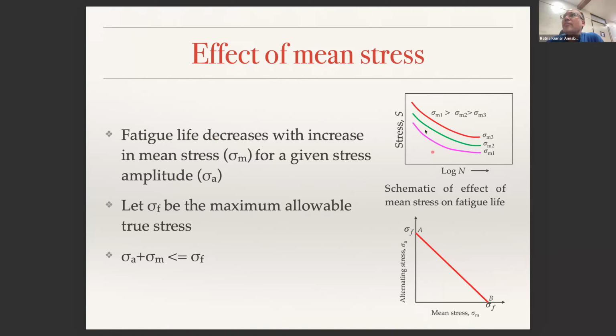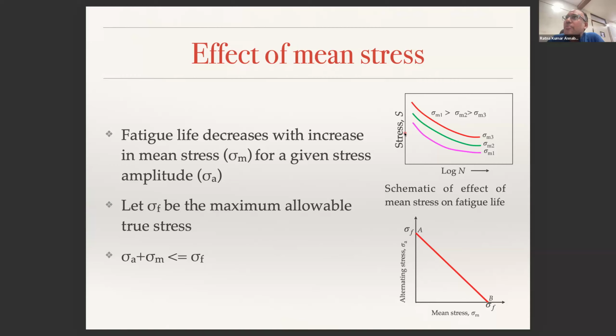Suppose you have this red curve, where sigma m3 is your SN curve, and let us say sigma m3 is 0. As you increase the mean stress to some finite value, sigma m2, the curve on the SN plot looks like that. That means for the same stress amplitude, with a mean stress, the life will be much less compared to without mean stress.